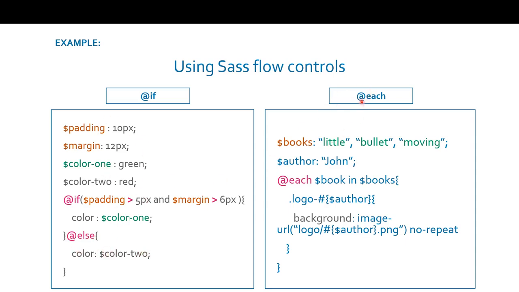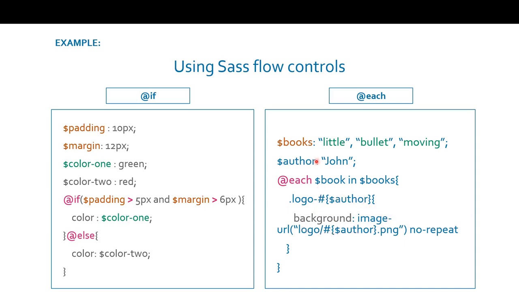Let's look at @each. What we do with @each is that we want to loop through and perform a task based on a number of items inside a list. So these are the list of books, and this is the author of each book. What I want to do is loop through this list of books and create a particular class that we assign a background image, something of that nature. I want to create a class of background image.